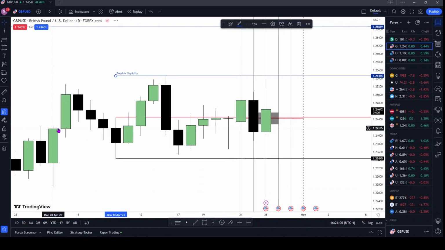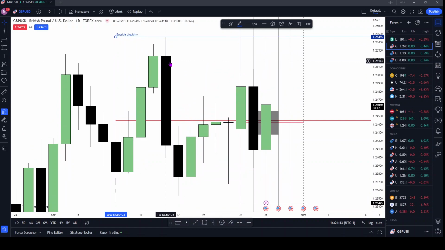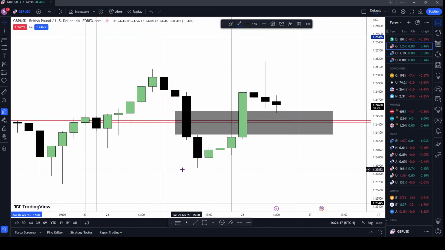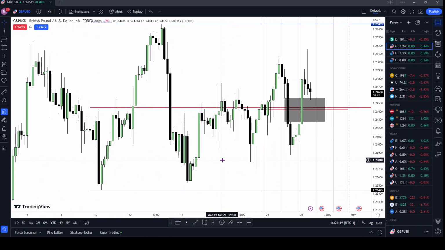And then if we drop down to the daily, we can have a better look. As you can see, a lot of gyration between premium, discount, premium, discount, premium, discount, premium, which is a considerable amount of consolidation. And if we drop down to the 4 hour, we'll see where we are at now.